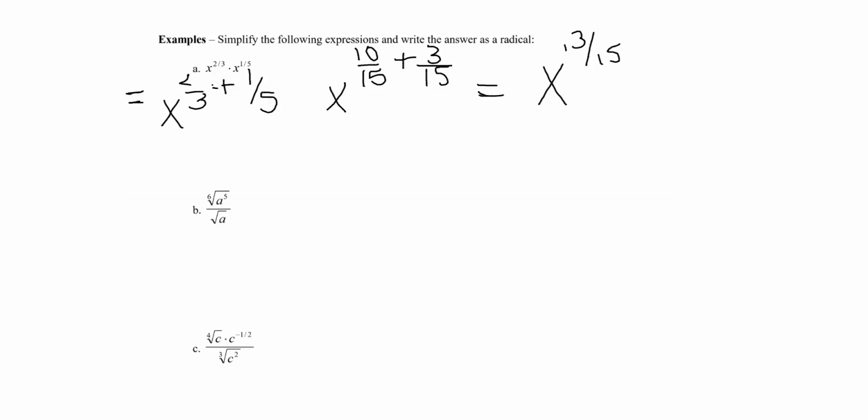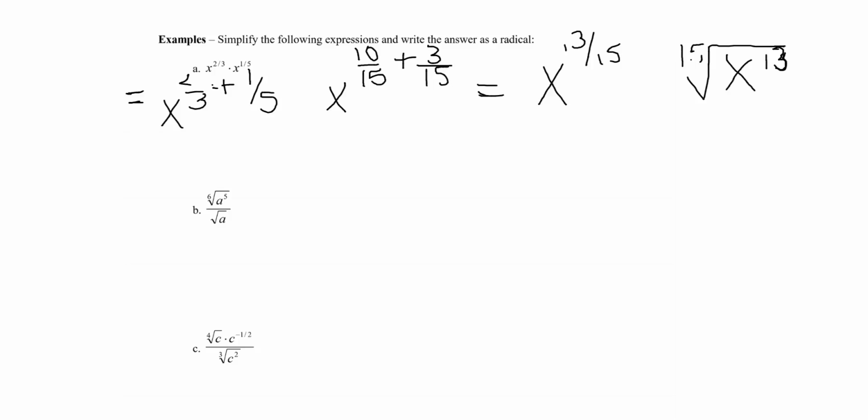So my final answer, remember your x is going to be the radicand under the radical. 15 will be my index, and 13 is my power. And again, you can put parentheses in and write it, or you can put it right next to the x. And that's our final answer. We really can't do anything with it. We can't simplify it, so that's our answer.